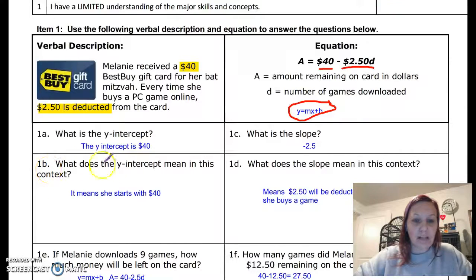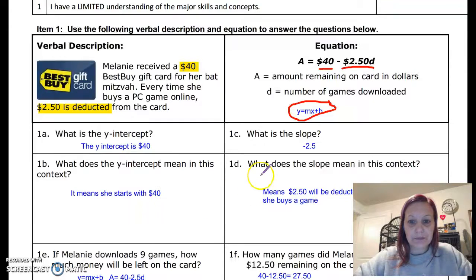1B asks, what does the y-intercept mean in this context? This is one of those questions that's a math question that doesn't want a math number answer. It does reflect back to the word problem, the verbal description, and we take a look at what that y-intercept actually means. In this problem, it means that she starts with $40 on her card.